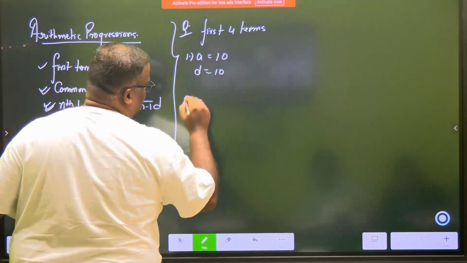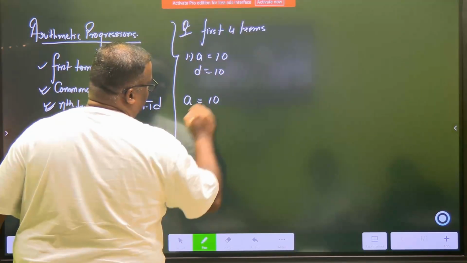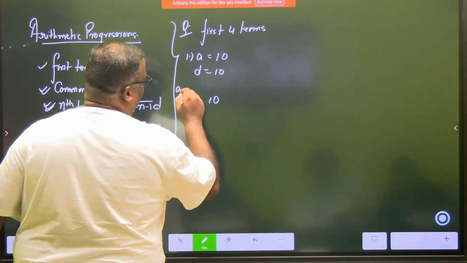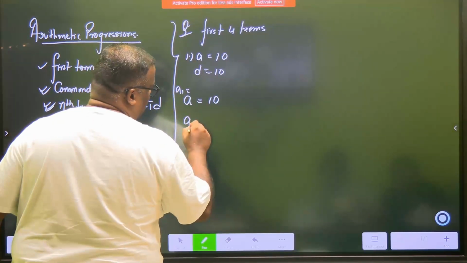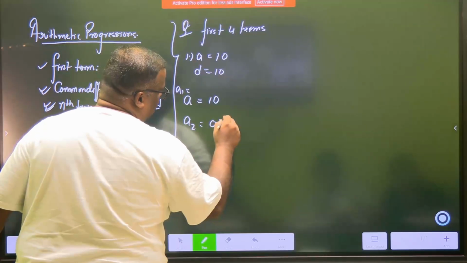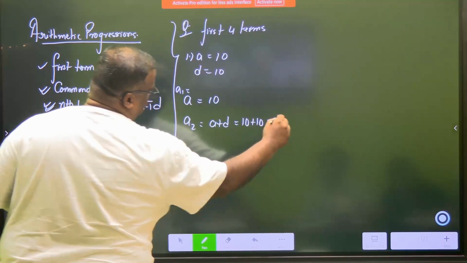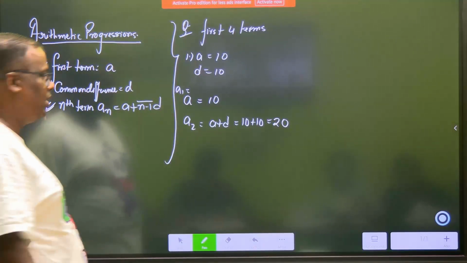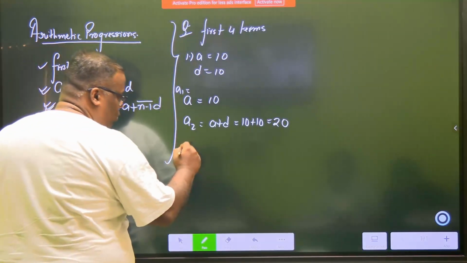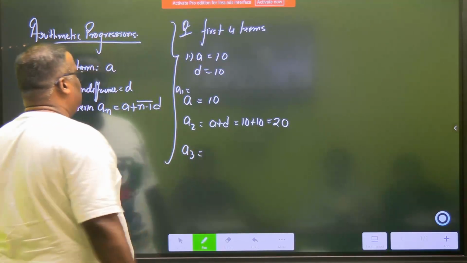Our first term is A, which is equal to 10. This is our A1. A1 is equal to A. A2 will be equal to A plus D, which is equal to 10 plus 10, which is equal to 20. Now see what A3 is equal to.